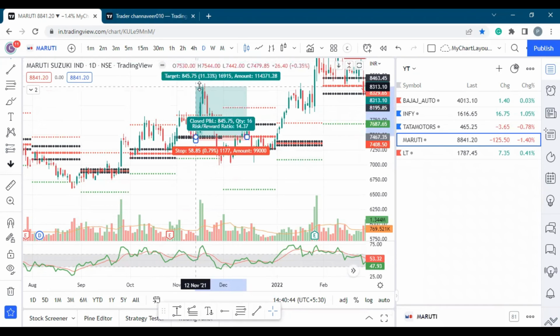Well, this marks the end of this section. Let's move on to the other section where I'll be revealing what this rule 5 of this strategy is.